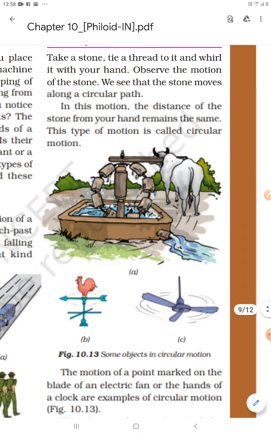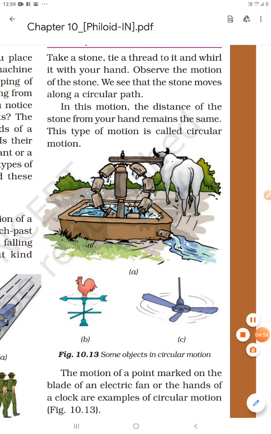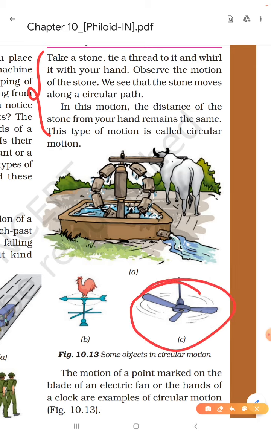Dear students, suppose we take a stone and tie it to a thread, and we move that. The motion of the stone is circular motion. We can see the motion of a fan. The motion of a fan is also circular motion. If a body moves in a circular path, such type of motion is called circular motion.